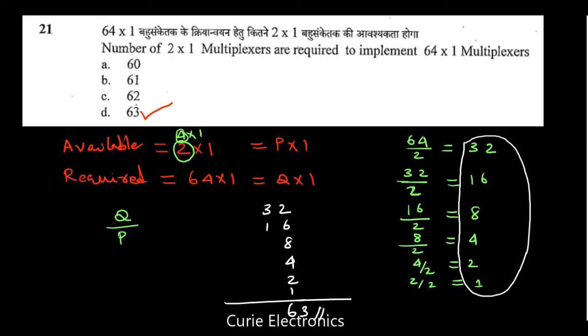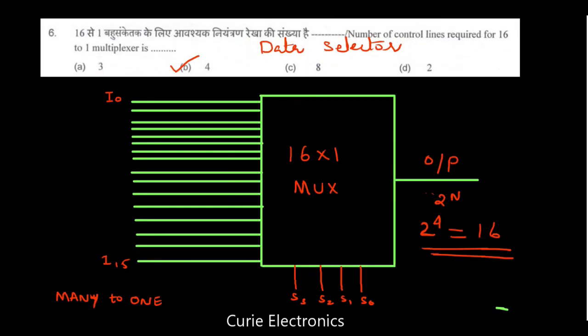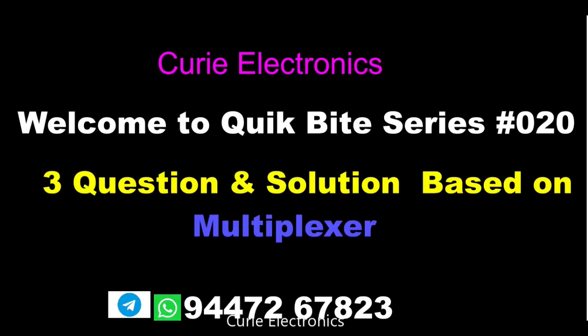You have to do it yourself once, then only you will understand. Both this question as well as the previous question, you have to try it yourself. See here what I have done. This is a 4 is to 1 multiplexer, but we want the 16 is to 1. So this is my P, this is my Q. So I will start dividing Q by P till it reaches 1 or less than 1. So this is a simple topic.